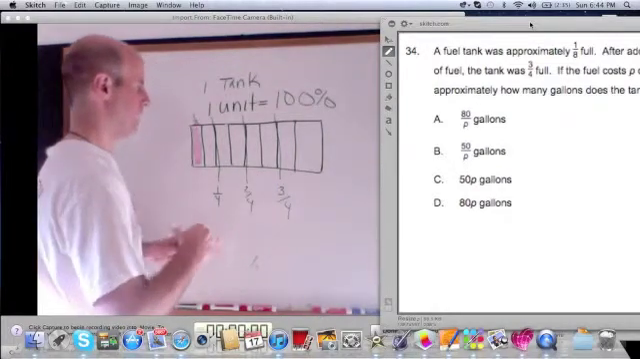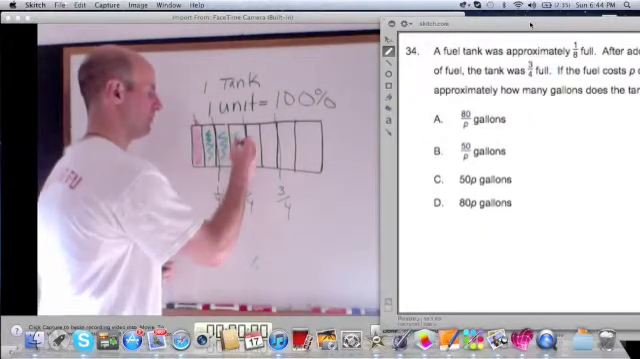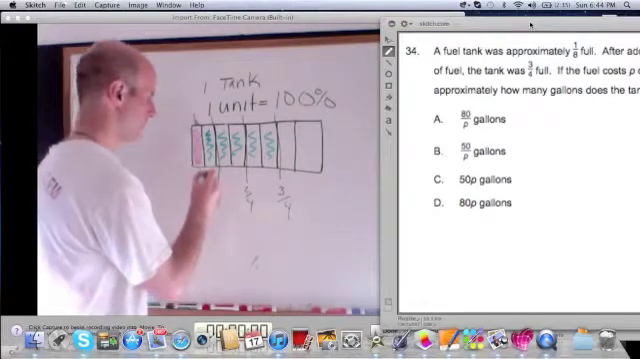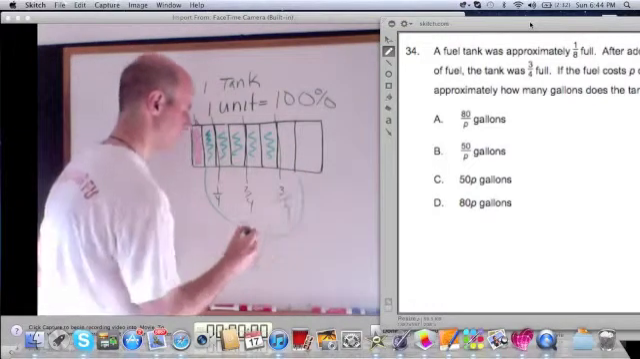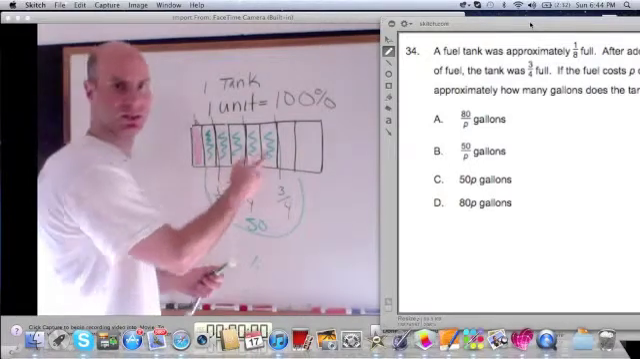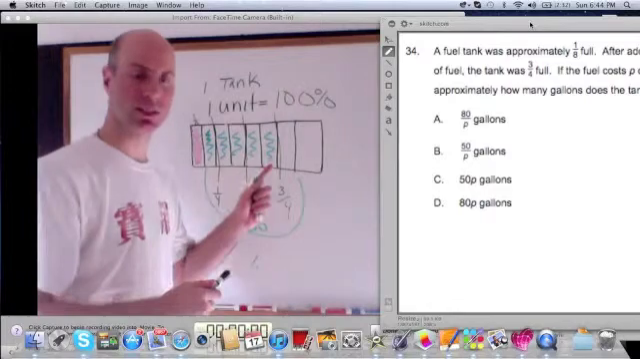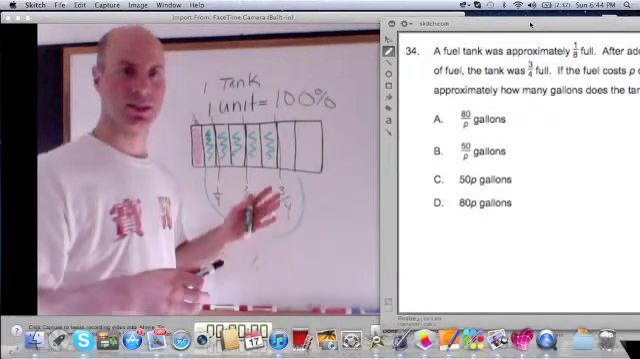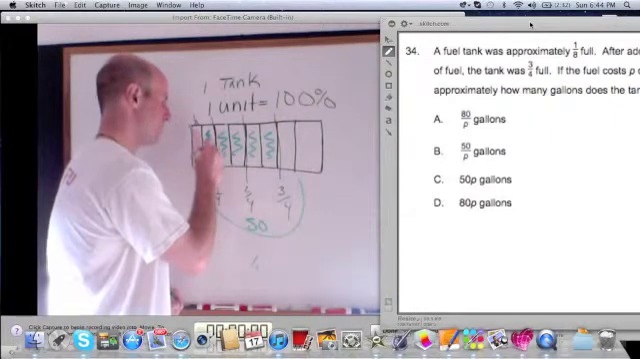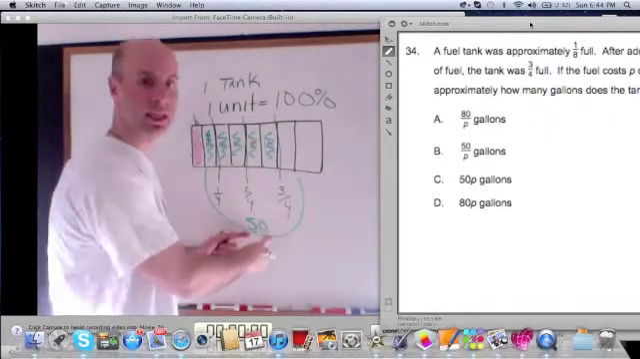If that's the case, then when I added the $50, it filled up all the way up to here. So this represents $50, it filled up 5 spaces. 5 spaces, $50. That means each one of those spaces cost how much? Well, if every space was $10, that would add up to 50.